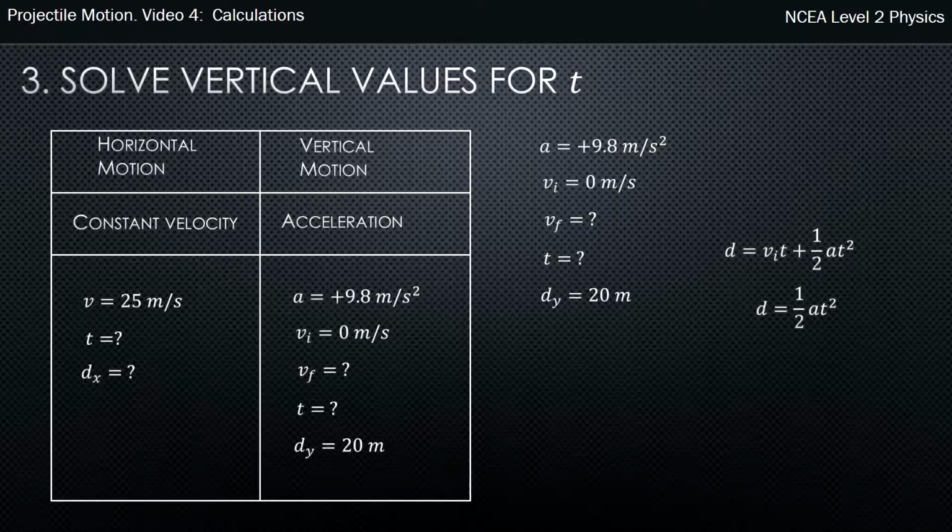Now I've done this in one step, but if you want to make sure you understand everything, you'd stop and do this in a couple of steps yourself to make sure you can do it. That's time. Put all my numbers in: 2 times 20 meters over 9.8. Find the square root of that, and that gives me 2 seconds that the ball is in the air for.